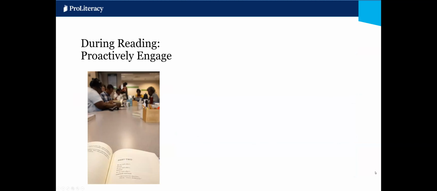All right, and then during reading. So as we all know, you need to be actively engaged while you're reading. But here, I'm even going to push you to say be proactively engaged. Not just because I like alliteration, which I do. So my last one was prepare. This is proactively engage. And next one is practice.